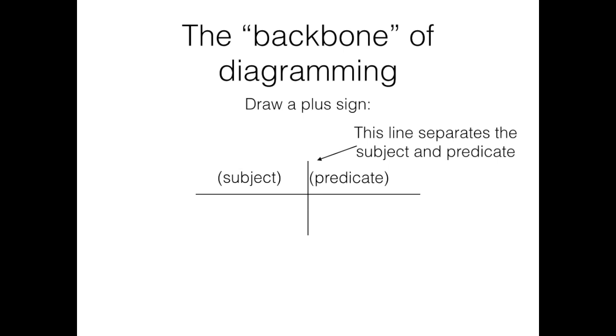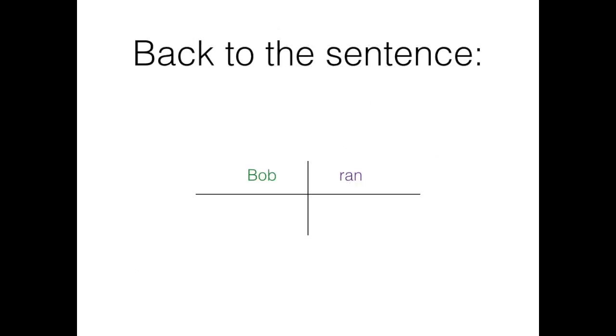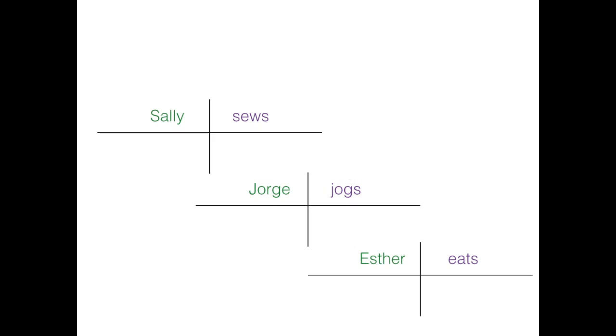We draw a horizontal line under the main part of the sentence so that it's easy to tell which words are key to making the sentence a complete sentence. Important words like subjects, verbs, and objects go on this horizontal line. Words that modify or clarify those words are attached with diagonal lines to the word they are modifying or clarifying. In this sentence, the noun, Bob, goes on the left of the vertical line, and the verb, ran, goes on the right, like in the example on the screen. Okay, so that's not too hard, right? We can diagram any simple sentence in the same way. Sally sews, Jorge jogs, Esther eats, and so on.